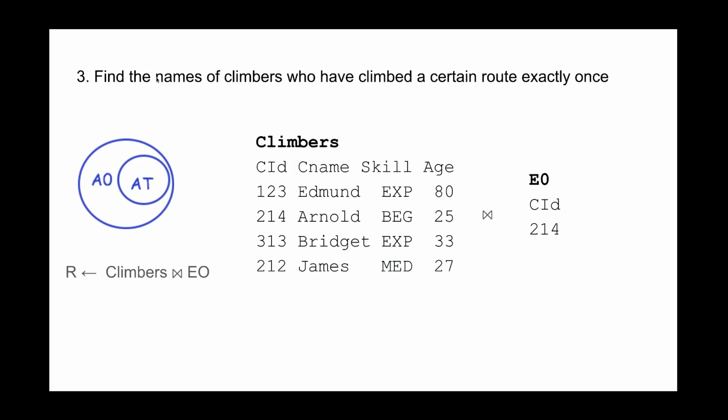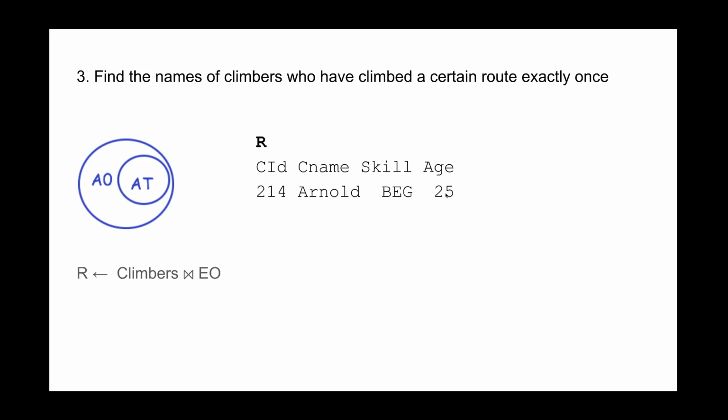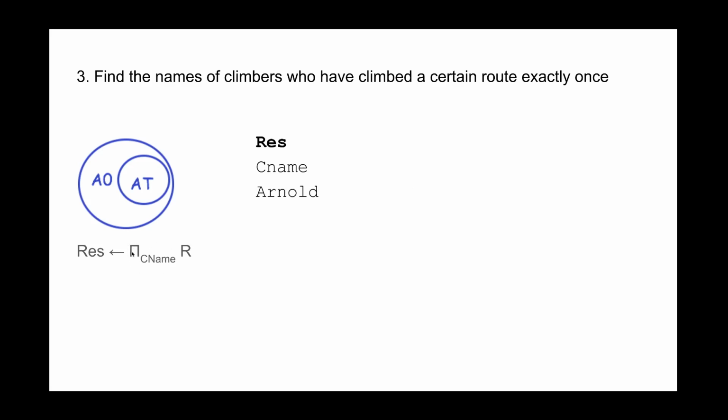As they are asking for the names, we need to do the same as before. Natural join. CID is the same attribute, the same column name as here. So we are going to filter only by this and join both tables and remove everything that we don't need and just keep Arnold. And the last step is to remove the other columns and keep only C name. Here we have C name and Arnold. And this is the result of the big problem.